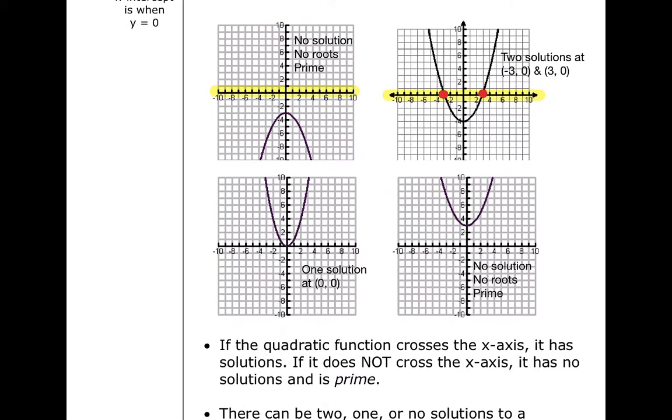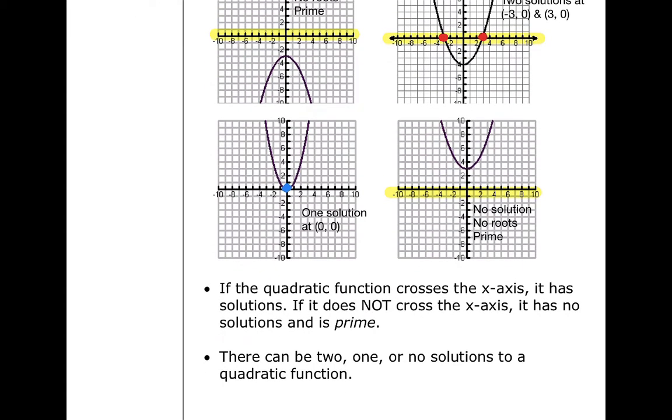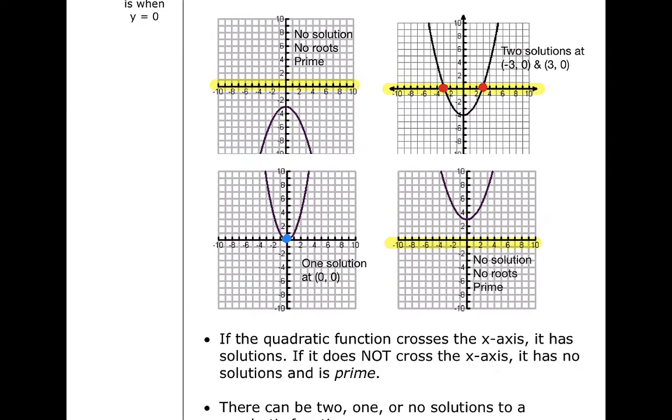On the bottom left graph here, there is just one solution right here at 0, 0, right at the origin, because that graph only crosses the x-axis once. And then on the bottom right here, again, the graph does not cross the x-axis, so there are no solutions to that graph. If the graph does not cross the x-axis, it has no solutions, and we call that prime. So you basically have three possibilities here. You can have two solutions, which is fairly common. You can have one solution, and then you can have no solutions, which are both the top left and bottom right.